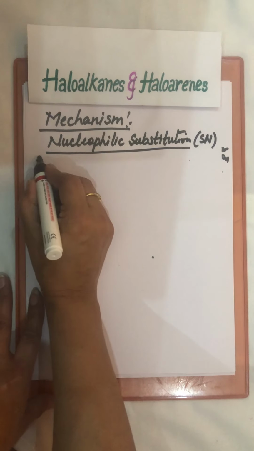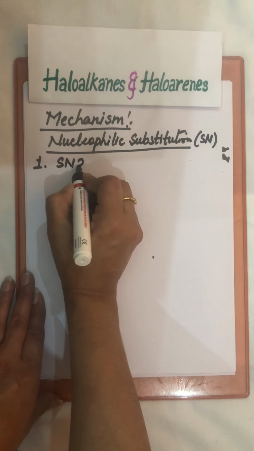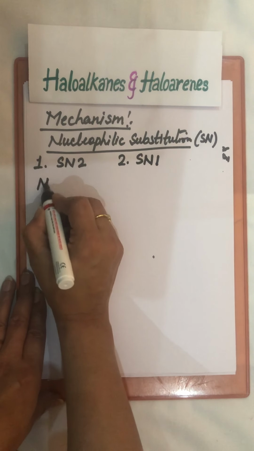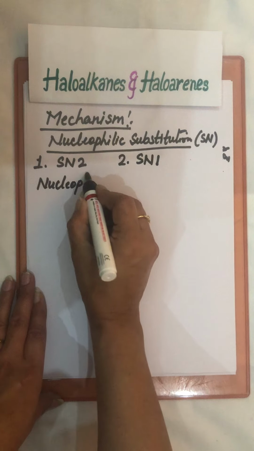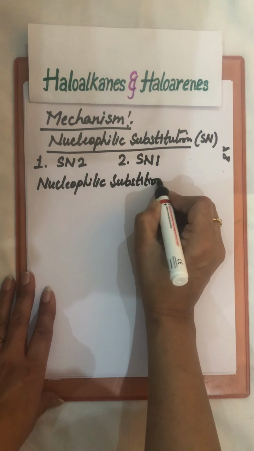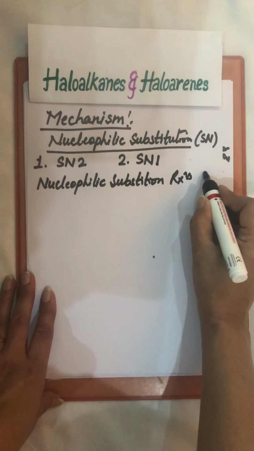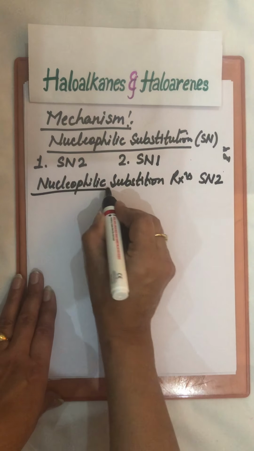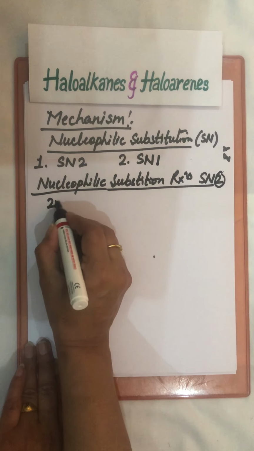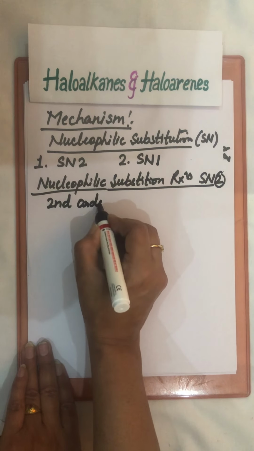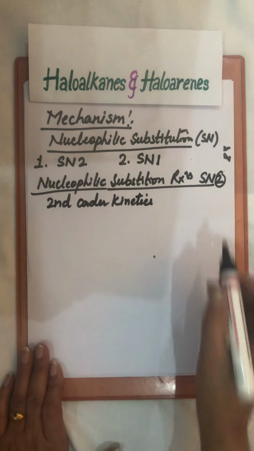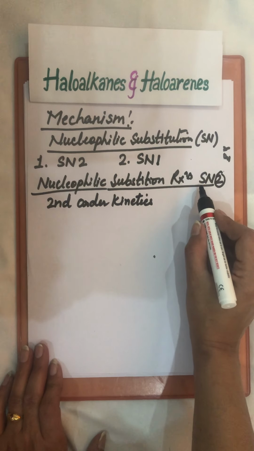Now this is further of two types, SN2 and SN1. So, nucleophilic substitution reactions, we are taking the SN2 reactions first of all. Here 2 means this shows second order kinetics, while SN means nucleophilic substitution.